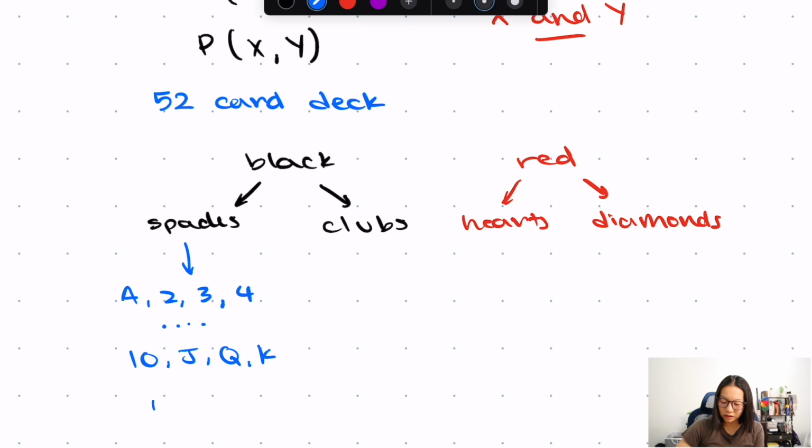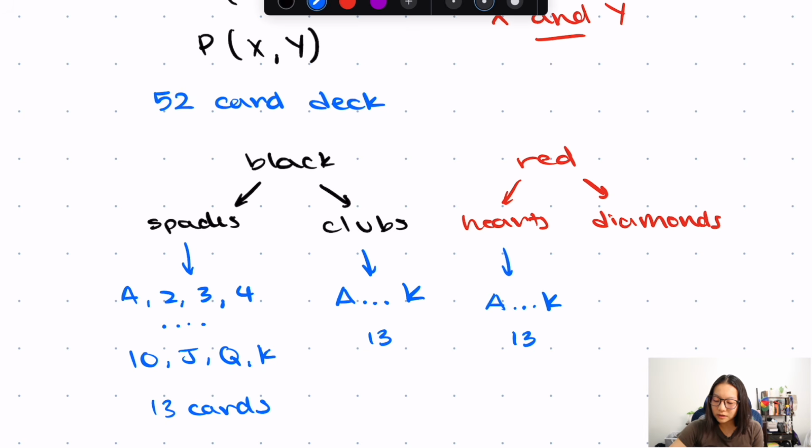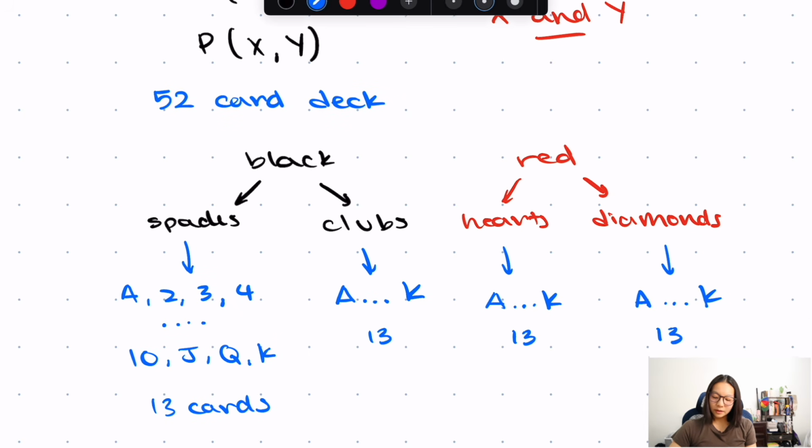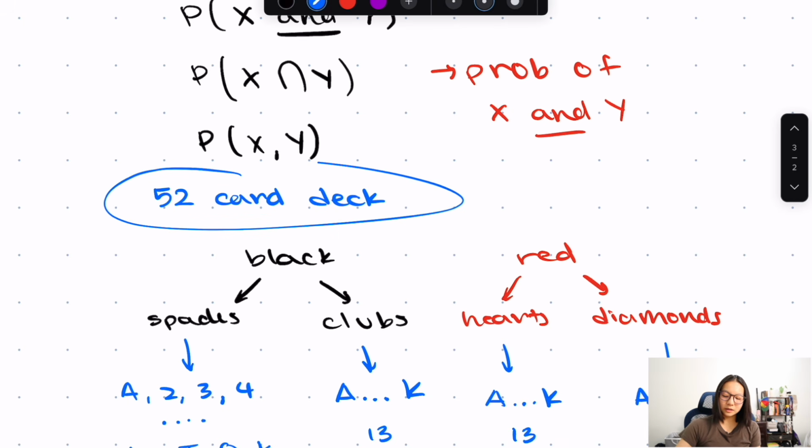That's 13 cards. Under clubs, we have the exact same thing, so I'm not going to rewrite all of that, but ace through king, so that's 13 cards. Same with hearts, ace through king, 13 cards. And under diamonds, we have again ace through king, 13 cards. So this is a 52 card deck.